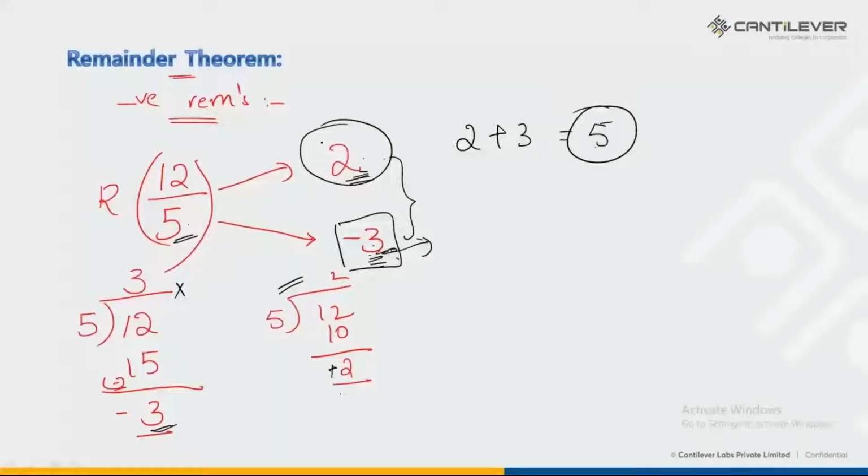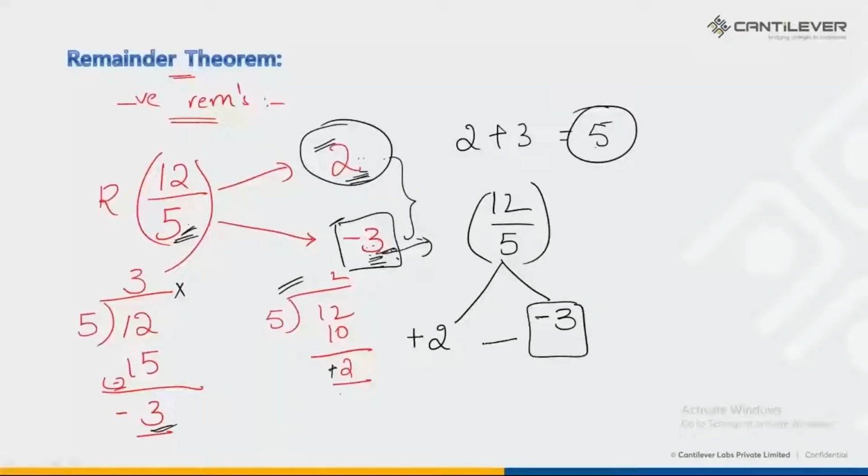Got it? So if you know either the positive remainder or the negative remainder, you can calculate the other using the divisor. I will repeat it once again. Observe clearly. For this division, we have two different remainders. One is a positive remainder, plus 2, the other is a negative remainder, minus 3. So what I'm trying to say is that if you know the negative remainder, you can calculate the positive remainder by subtracting it from the divisor.